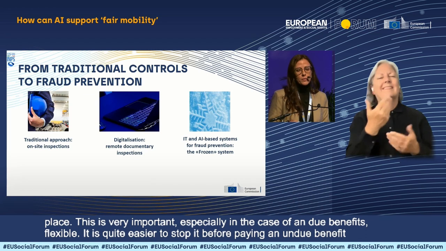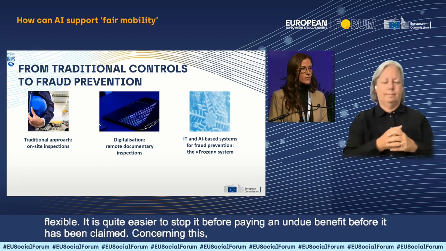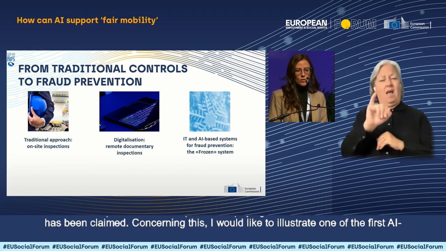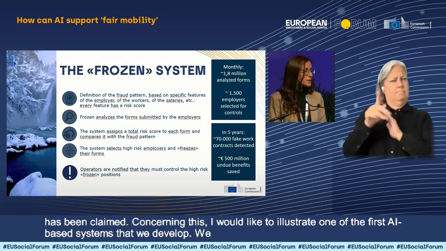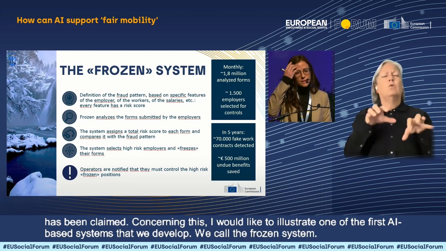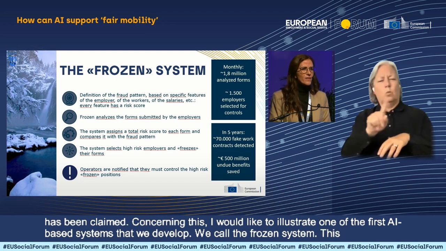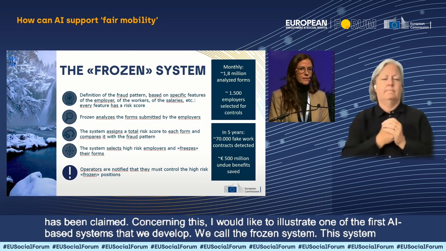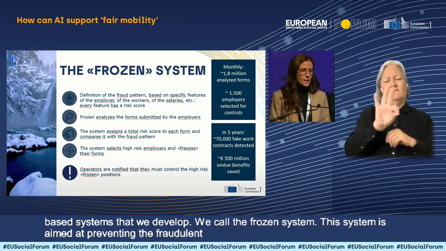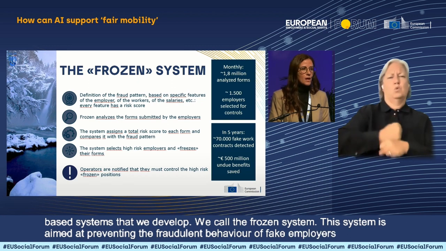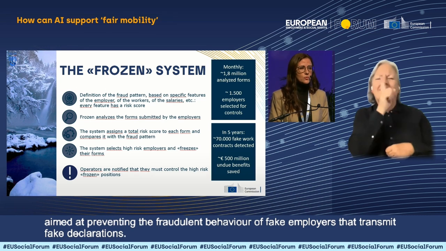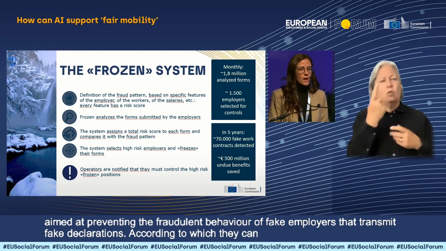Concerning this, I would like to illustrate one of the first AI-based systems that IMSS developed, that we call the frozen system. This system is aimed at preventing the fraudulent behavior of fake employers that transmit fake declarations, according to which fake workers could get unemployment benefits.